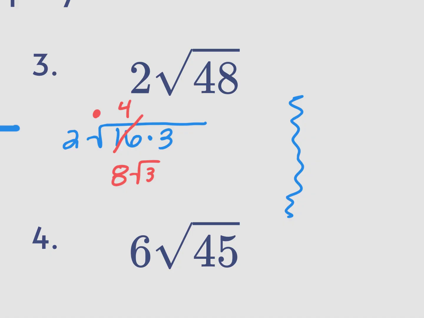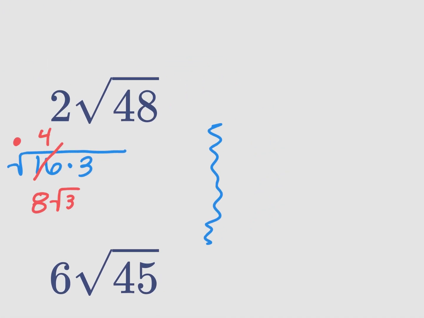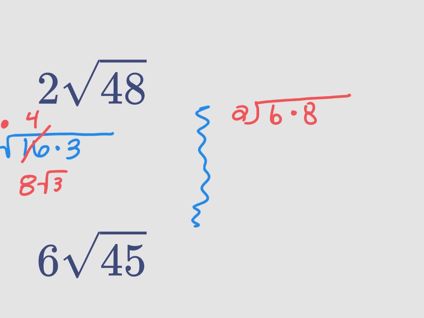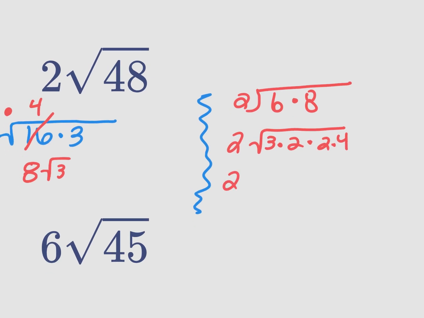Some of you are like, wait, what? Did anybody think of something else that makes 48? Okay, 6 times 8. Good. I agree. 6 times 8. Are either of those perfect squares? No. So let's break that down a little bit. What can I break 6 up into? 3 times 2? What can I break 8 up into? 2 times 4? Okay. Now, did that help us at all? Let's think about it. Is there a perfect square now that you see?